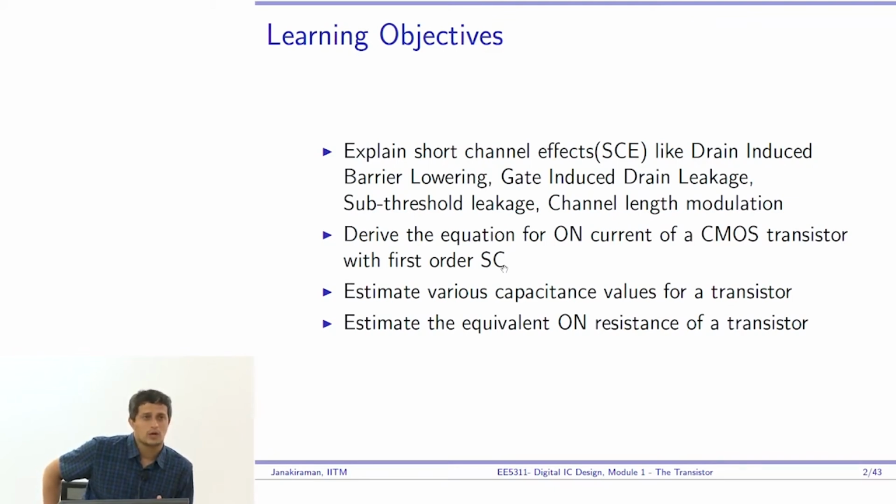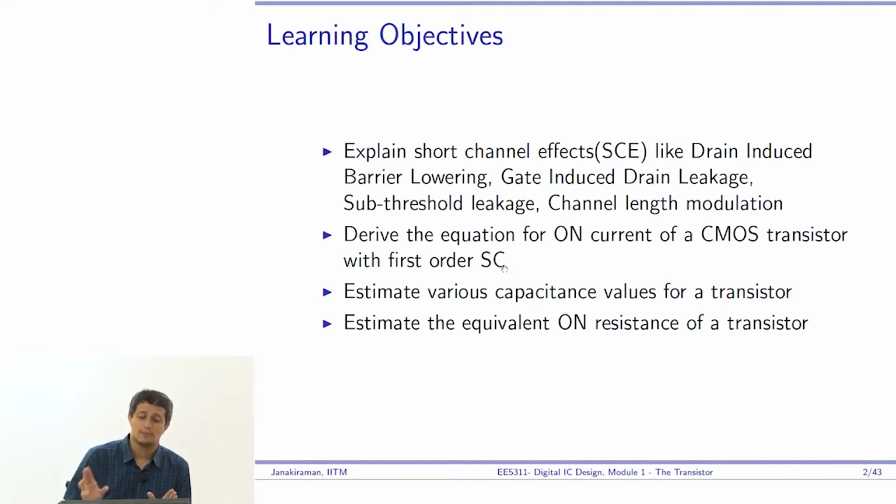Once you are done with this module, you should be able to explain short channel effects, called SCE. When I bring the diffusions very close, the channel becomes very small. That introduces some non-idealities. You should be able to explain drain-induced barrier lowering, gate-induced drain leakage, subthreshold leakage, channel length modulation, and so on. Then you should be able to derive the equation for the on current of a CMOS transistor with first order short channel effects. We'll do all of this.